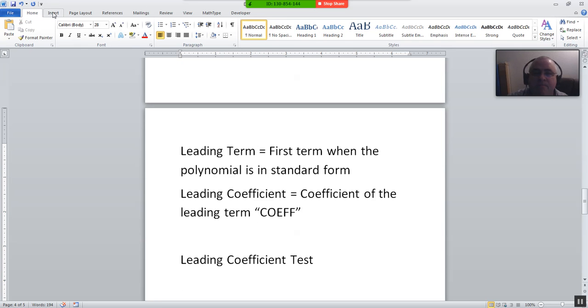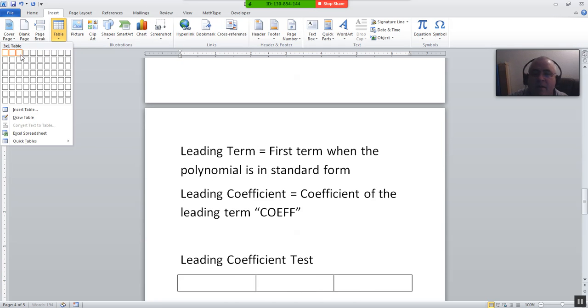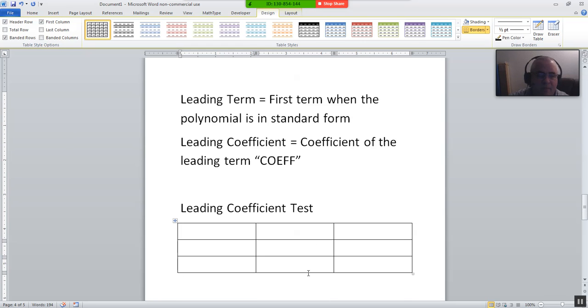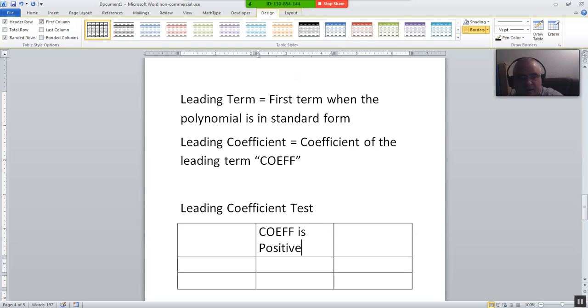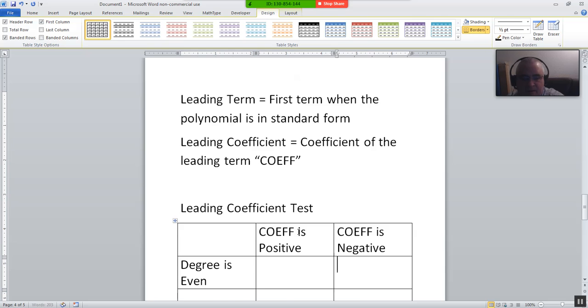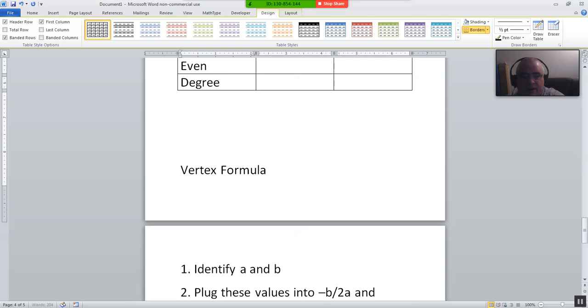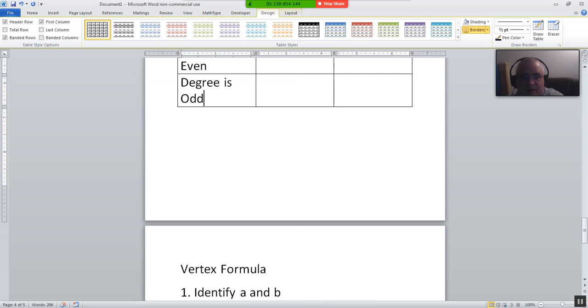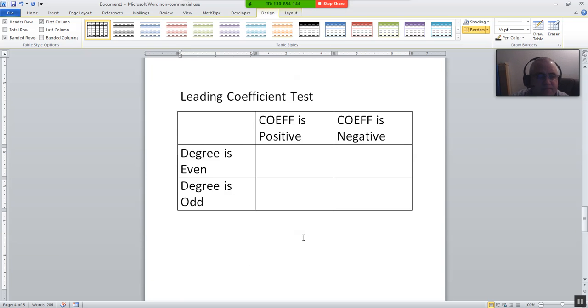And this is a table. Your coefficient can be positive. Your coefficient, it can be negative. Those are your two choices. Your degree is even, or your degree is odd. Now, those are our choices.